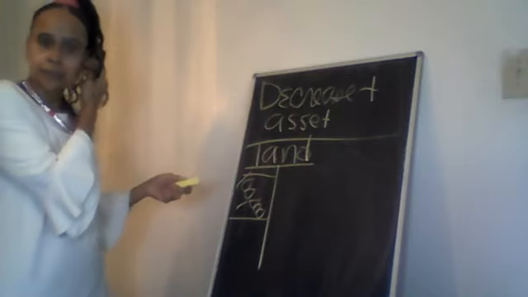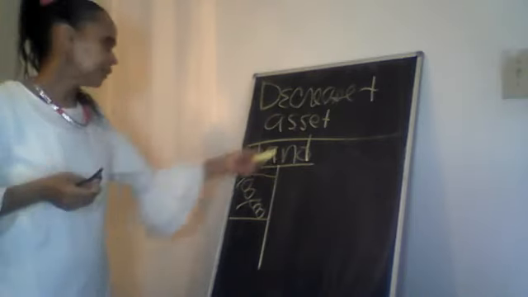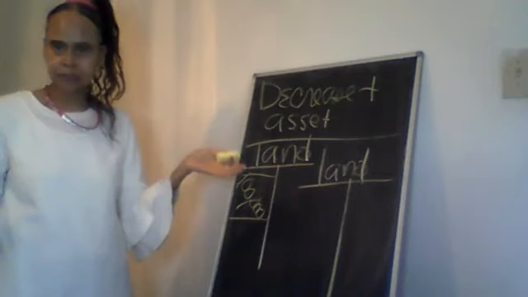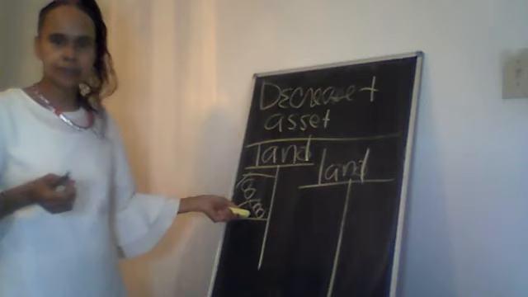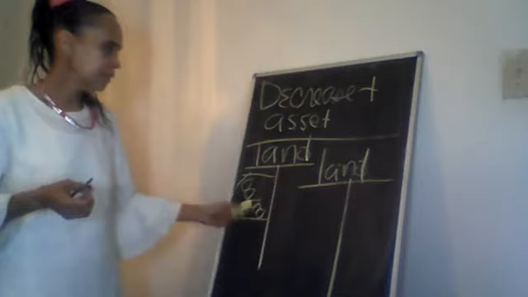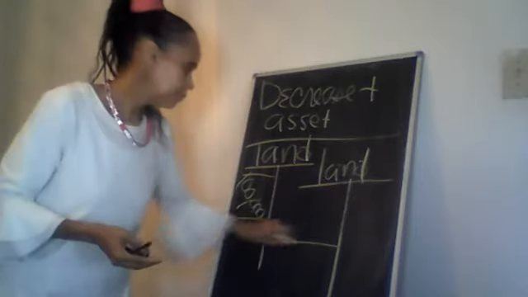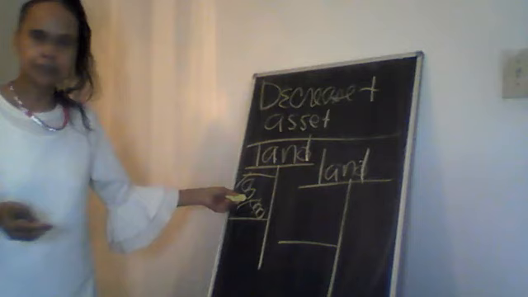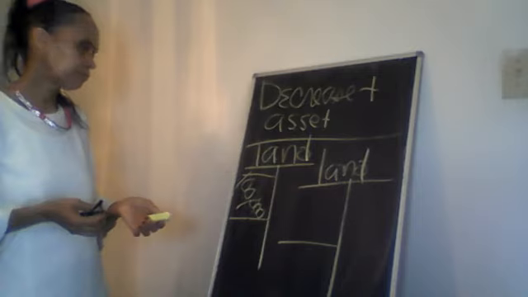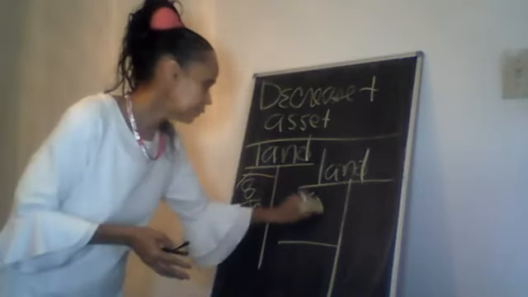So how will we decrease this? We would decrease this land account. We want to go down. In order to decrease that land account, we probably would have to sell it. In other words, we own this land for 100,000. To decrease that land account, we're probably going to sell it. Let's say, for instance, we sell it for 150,000.